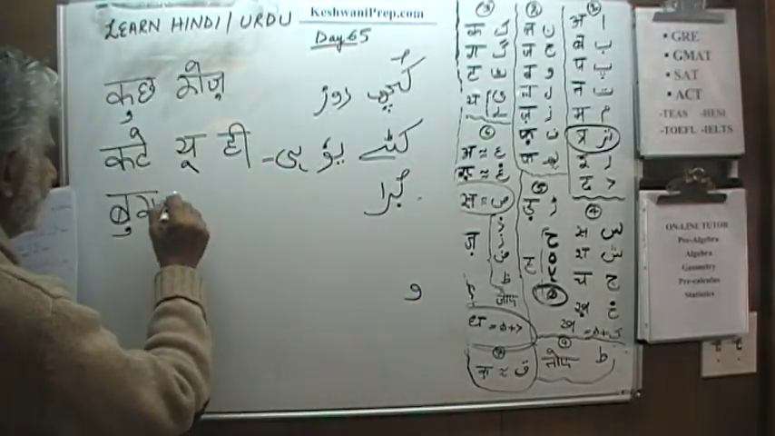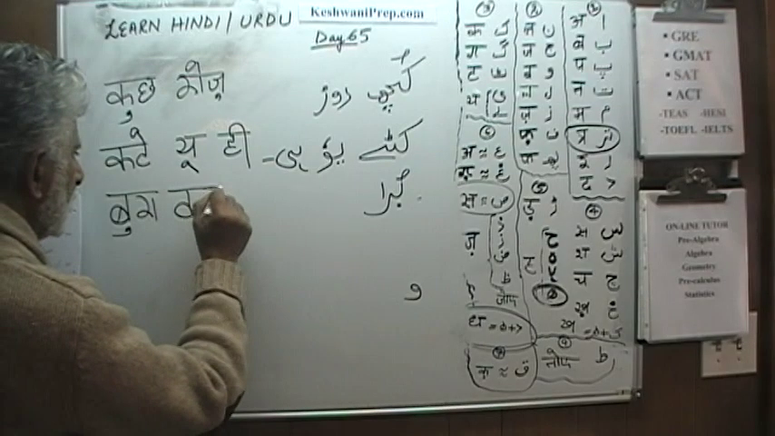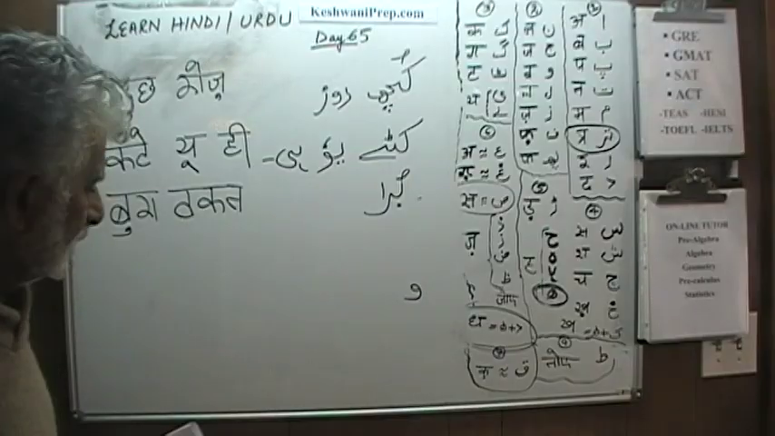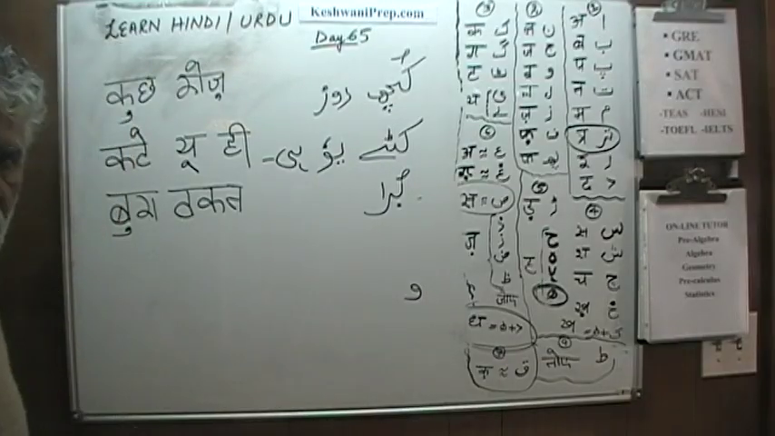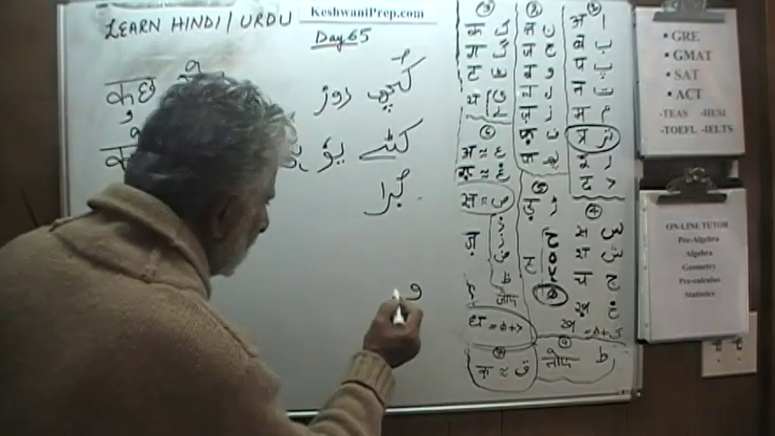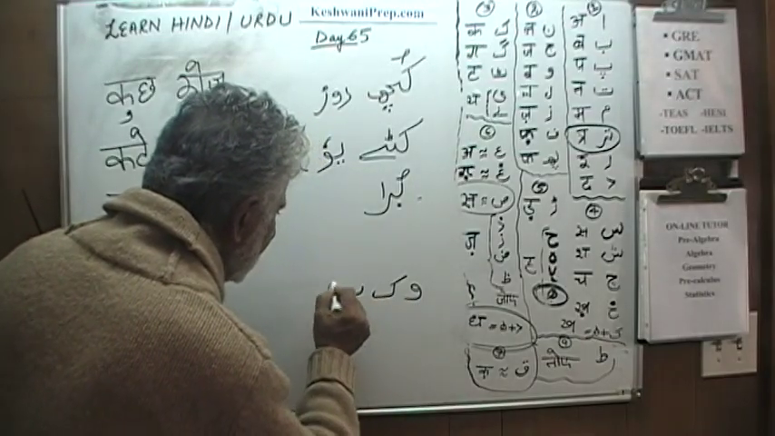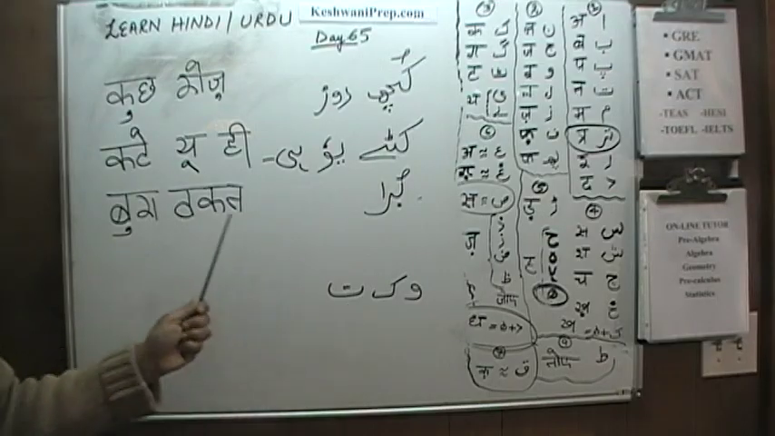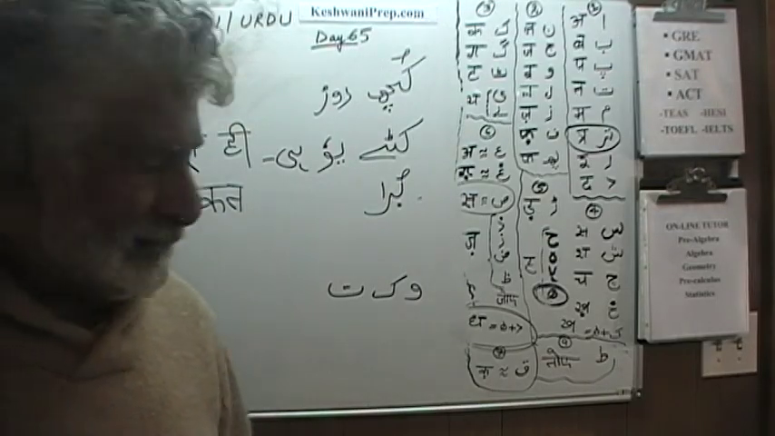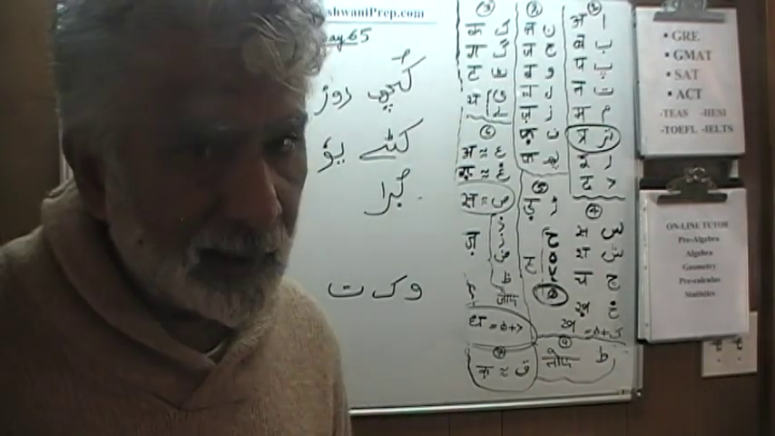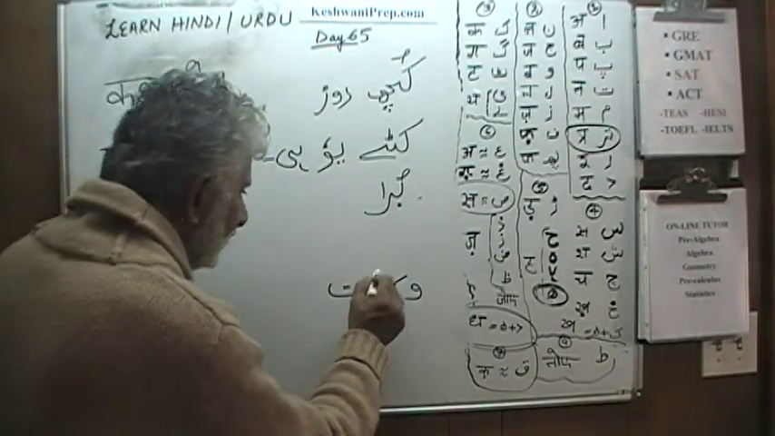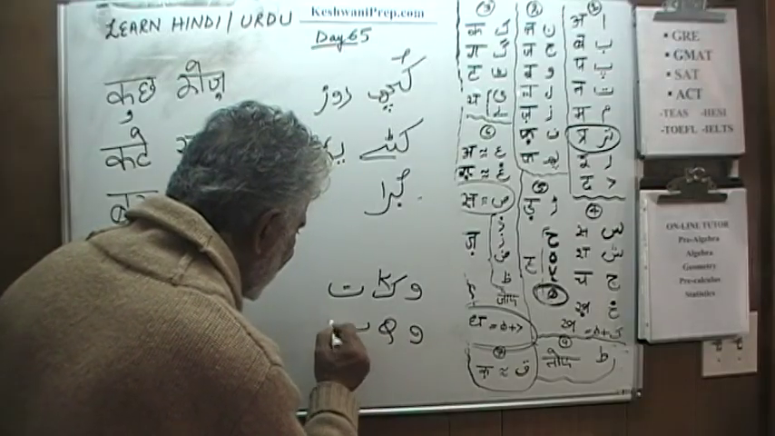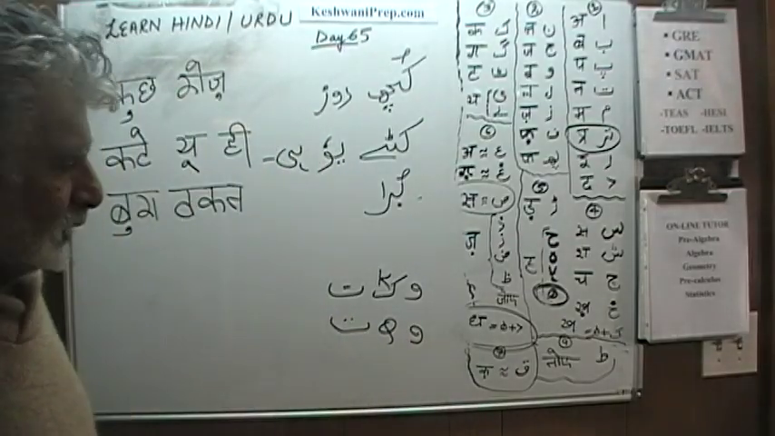Wa, ka, ta. Waqt. Waqt means time. But both of these spellings are incorrect, because waqt is spelled with a Q, not a K. This is a K. Waqt is spelled with waw, Q and T. We need a Q. Q is kaf.